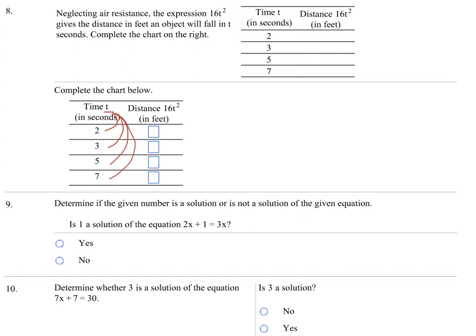So we're going to be replacing t in our expression 16t squared. Remember, the first step is to substitute. So we're going to be substituting each one of these numbers in place of t. So we'll have 4 math problems to solve. I'll first substitute 2 in place of t.